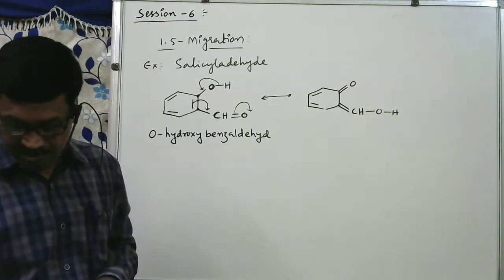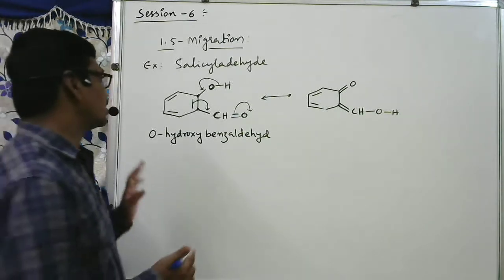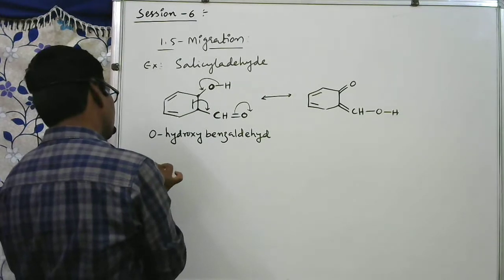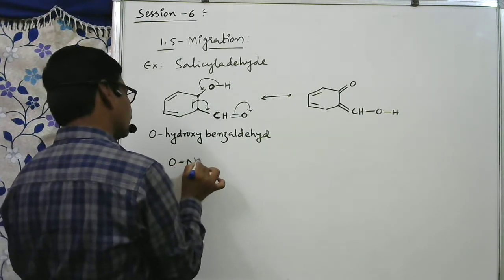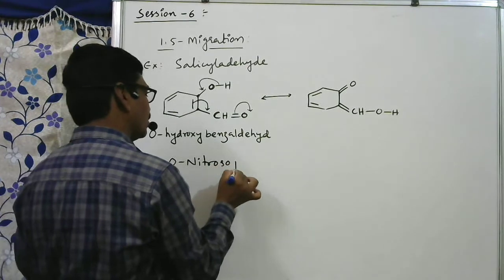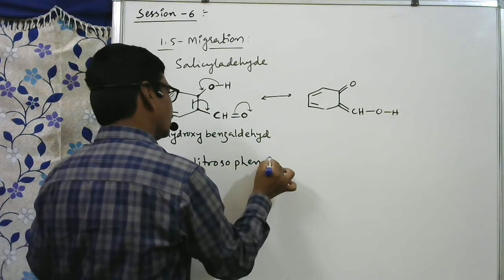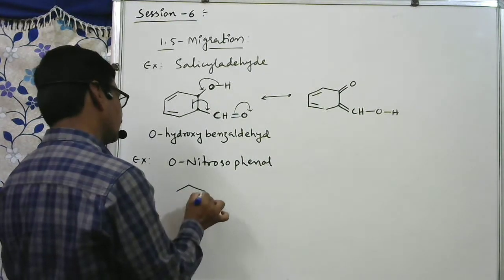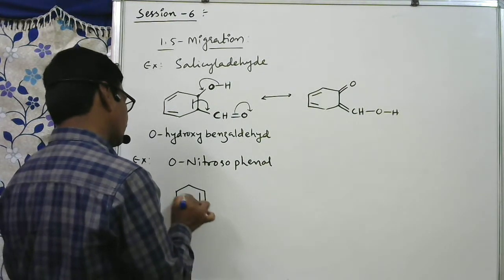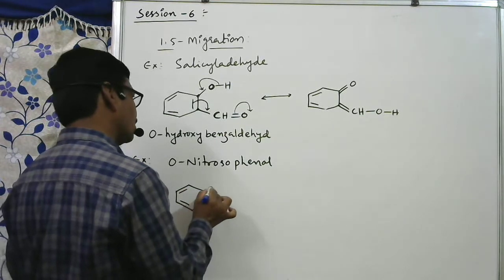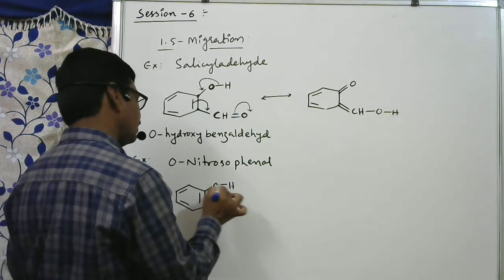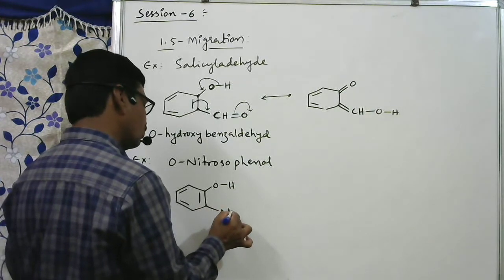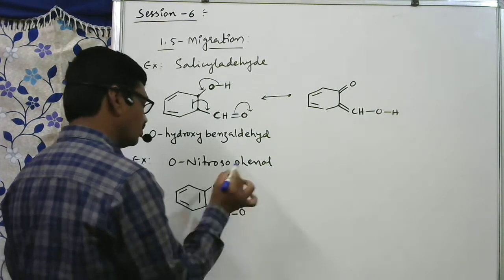One more example is ortho-nitrosophenol we can take. The second example is ortho-nitrosophenol. See here, this is phenol. This is the ortho position. Nitroso group means NO group. NO means between nitrogen and oxygen there should be a double bond.